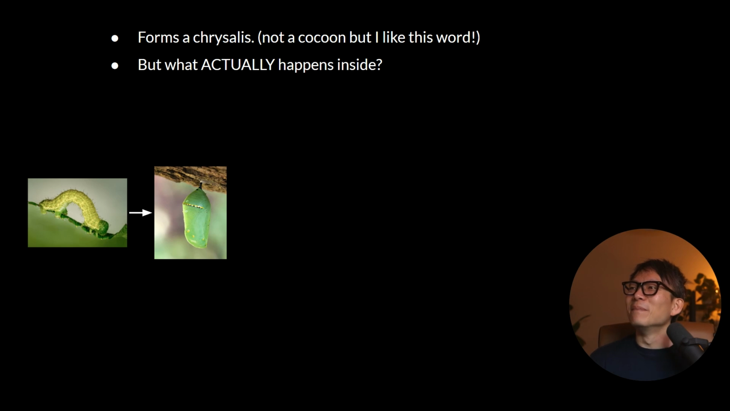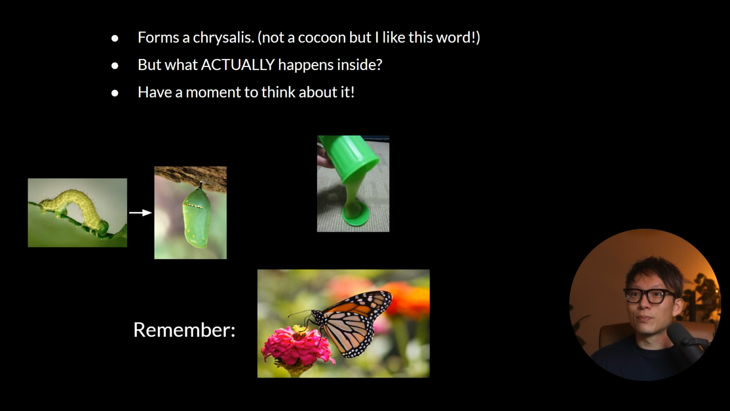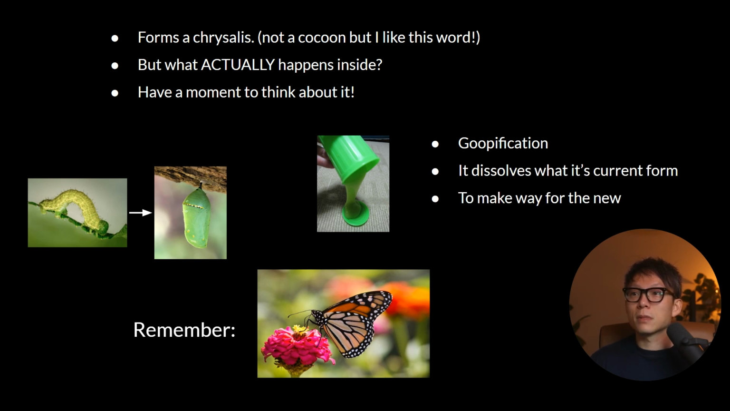Now, what actually happens inside the chrysalis? Have a moment to think about it. What do you think happens? How does it turn into a butterfly? They look pretty different. Well, it actually turns into a green soup. I call it goopification. It dissolves its current form to make way for the new. And it's shedding its old self. It destroys itself.